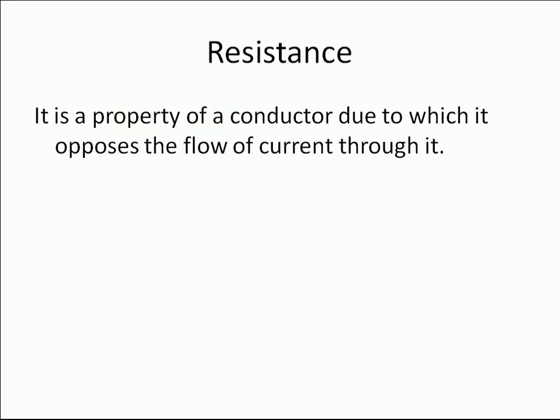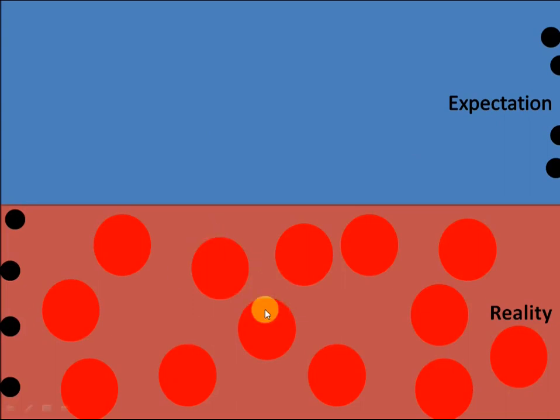So now let's see the cause of resistance, from where the resistance is coming. As we all know, the flow of charge inside the conductor is current. So electrons are flowing inside the conductor. We expect electrons to flow straight this way, but in reality they are not moving this way because the atoms are present, so they cannot move freely, and they have to follow a zigzag path.